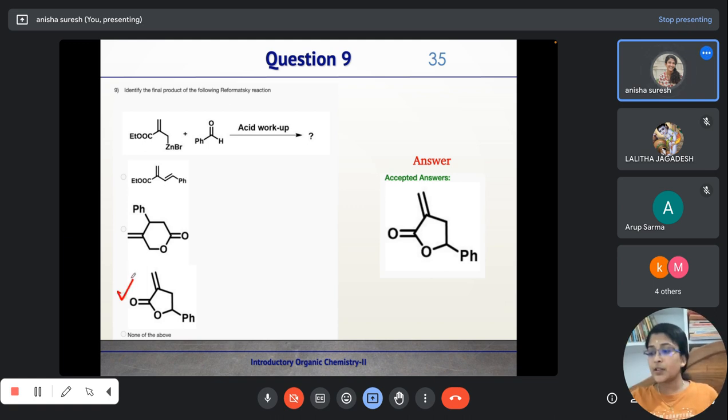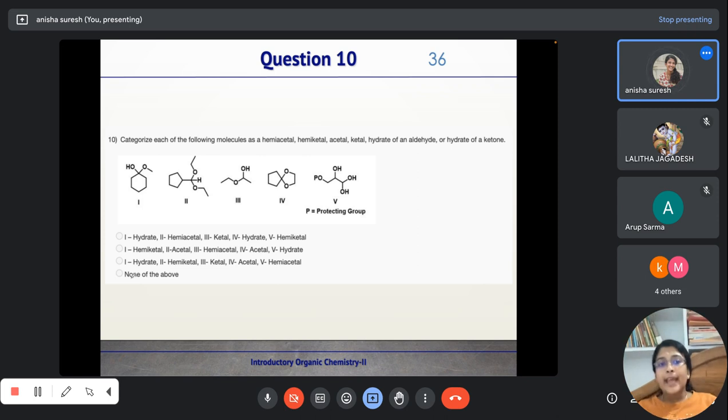If you have any doubts, you can feel free to stop and ask in between, okay? Up to question number 9, it is clear, right? Now coming to question number 10: categorize each of the following molecules as a hemiacetal, hemiketal, acetal, ketal, hydrate of an aldehyde or hydrate of a ketone. So they have given 5 different compounds. We have to classify them as hemiacetal, hemiketal, acetal, ketal, hydrate, etc.